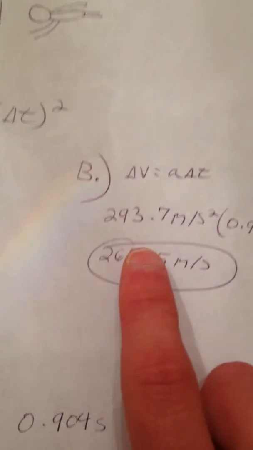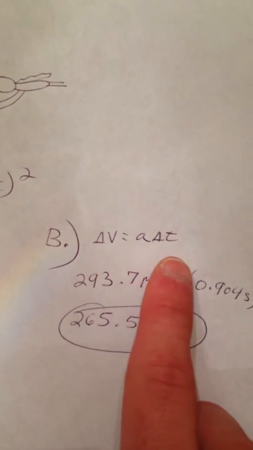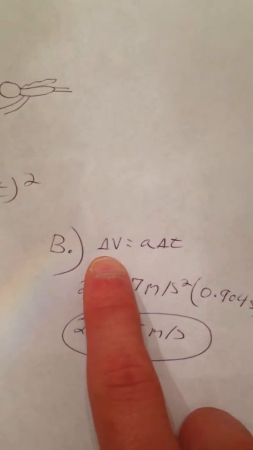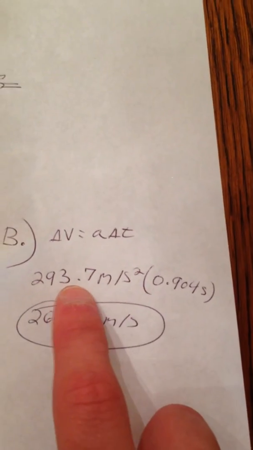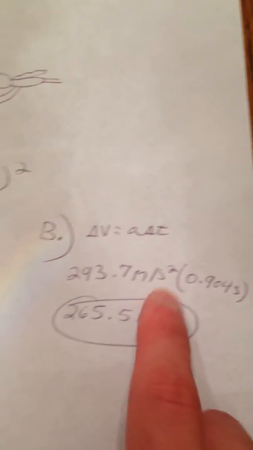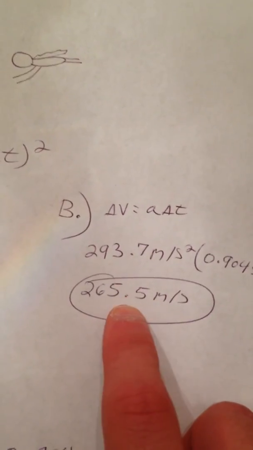Now for B, since we know the acceleration and the time, we can go ahead and find the velocity, and it's as simple as just plugging it in and multiplying straight across like that. So this is the velocity of Superman.